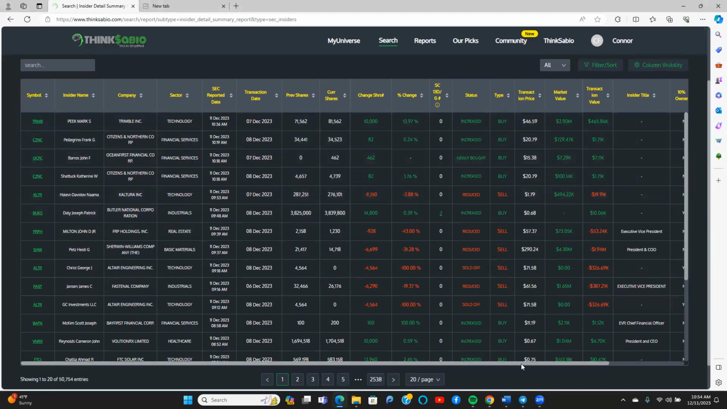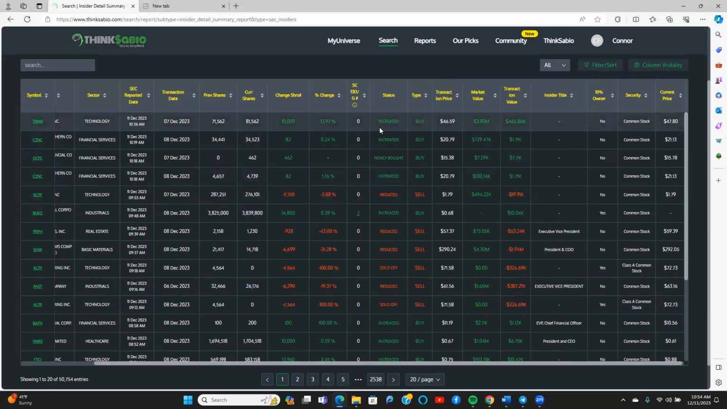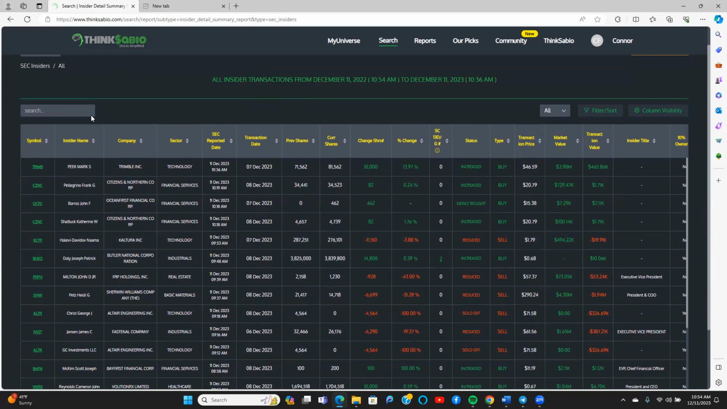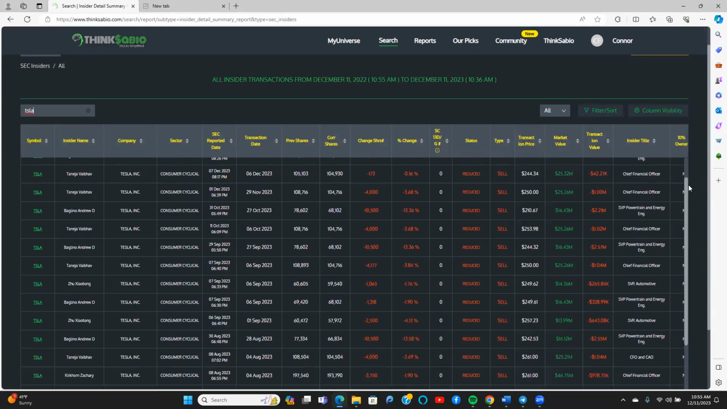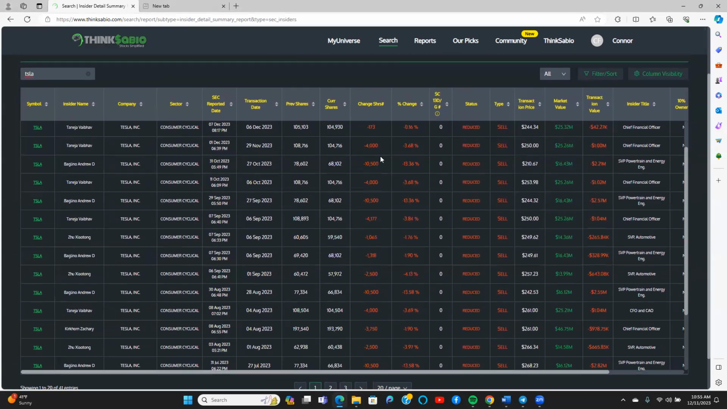And then over here, you've got more general information on the value of the transaction, the current price, which you can compare with the transaction price, and then you have the insider title and if they're a 10% owner. One thing that's interesting with this one is you can search based on specific stocks or symbols. So let's say, again, we'll use Tesla as an example, you wanted to look at insider transactions among Tesla over the last year. You can see that.